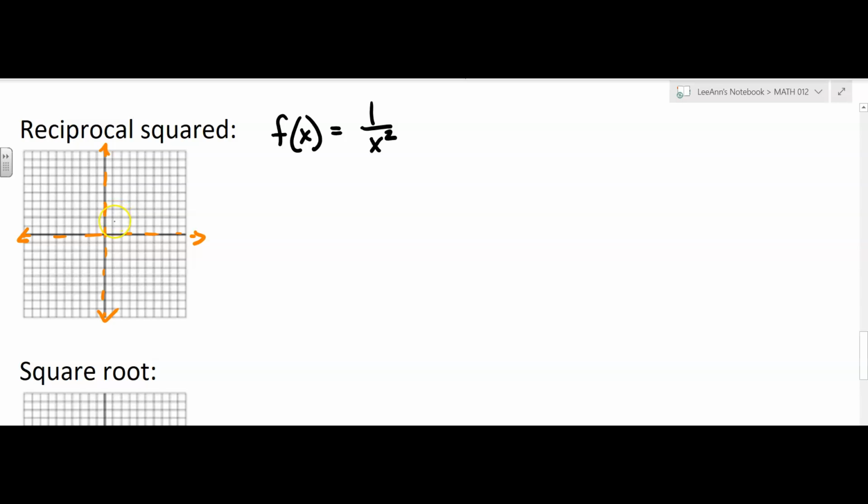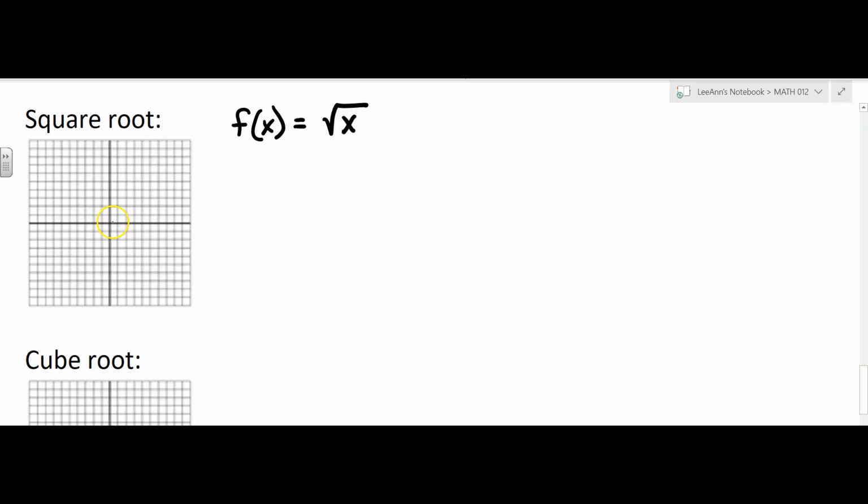a graph that goes up very steeply and flattens out very steeply. And then it's a mirror image kind of on the other side. So probably the pictures in the book are a little bit better. My grids are a little small here, but that's what the reciprocal squared function looks like.